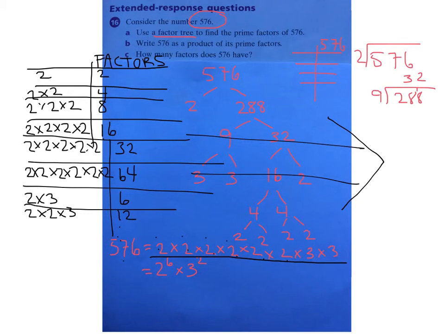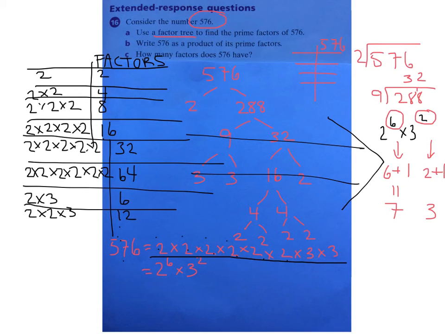And we look at our number in index notation. 2 to the power of 6 times 3 to the power of 2. Now we look at the number in the index, and we're going to add 1 to each of those. So 6 plus 1 and 2 plus 1. And this gives us 7 and 3.